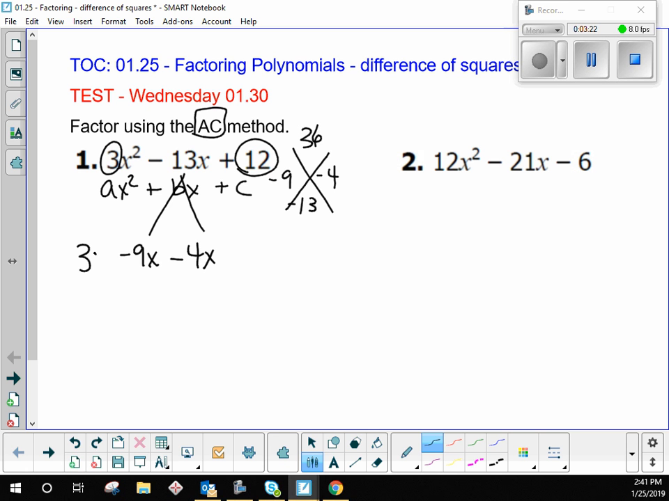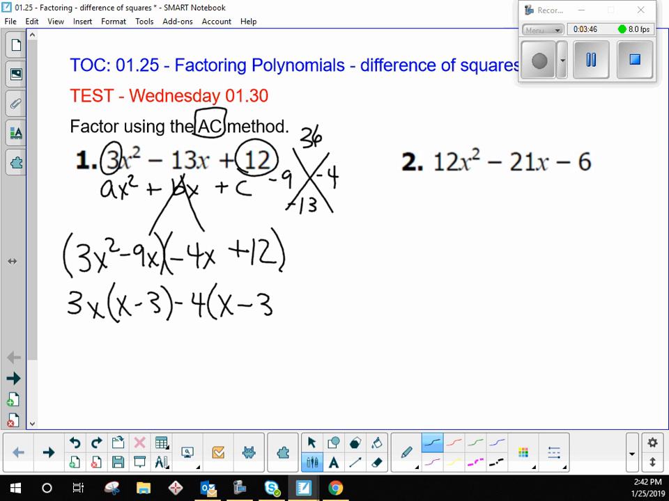So you're just rewriting the negative 13x as two things, negative 9x, negative 4x. And then you bring down the 3x squared, and you bring down the positive 12. You do your factor by grouping. 3x is the GCF in the first group, leaves you x minus 3. Because the second group starts with a minus, you're going to use a minus for your GCF. So it's minus 4 times x, and you had a positive 12, you divide out negative 4, that gives you negative 3. And then they have x minus 3 in common, leaves you a 3x here, and a minus 4 there.